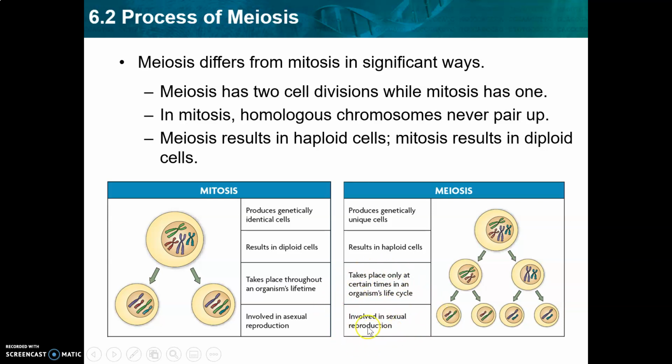So obviously, this is only going to happen when a cell needs to reproduce, to make new offspring for sexual reproduction, whereas mitosis happens all throughout an organism's lifetime whenever it needs to grow or make new cells because of an injury, anything like that.